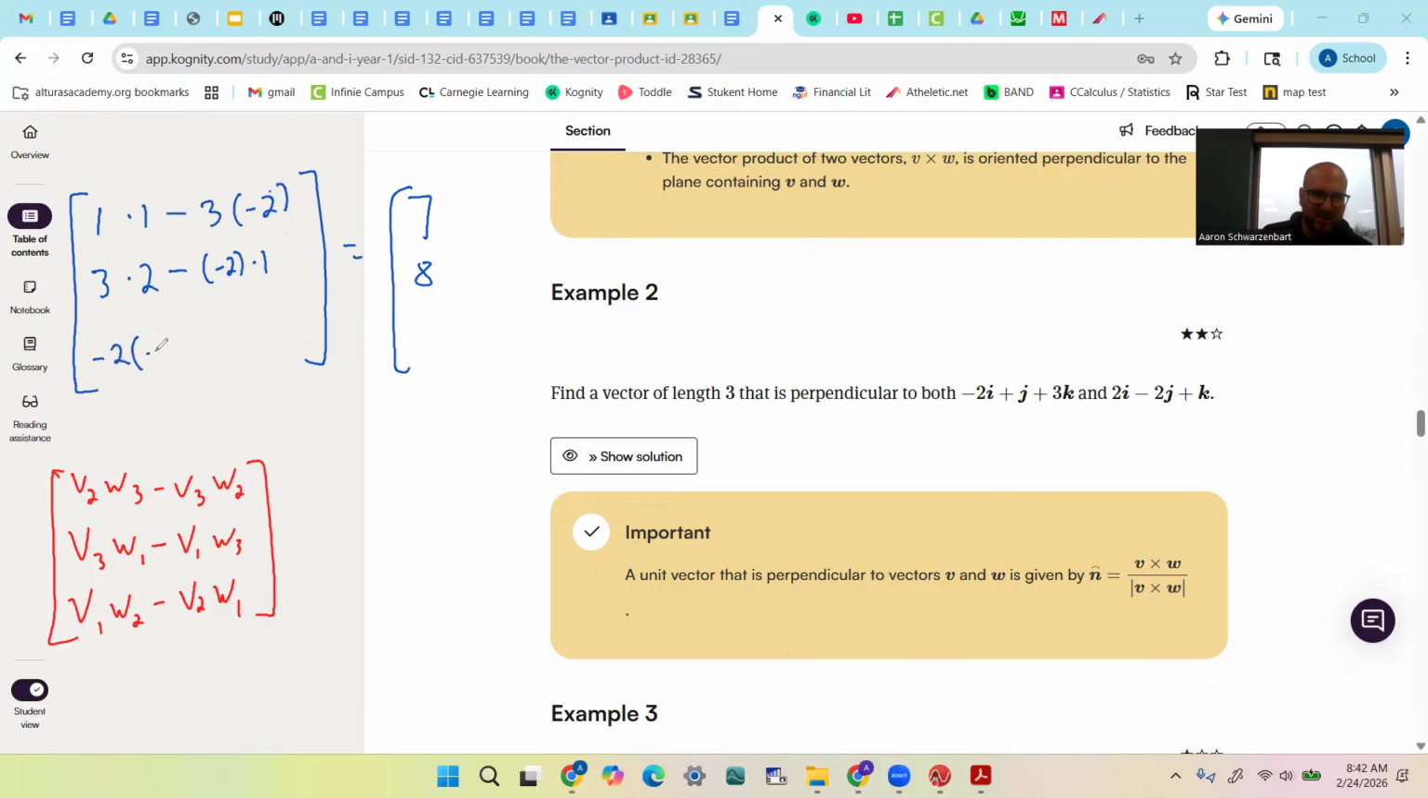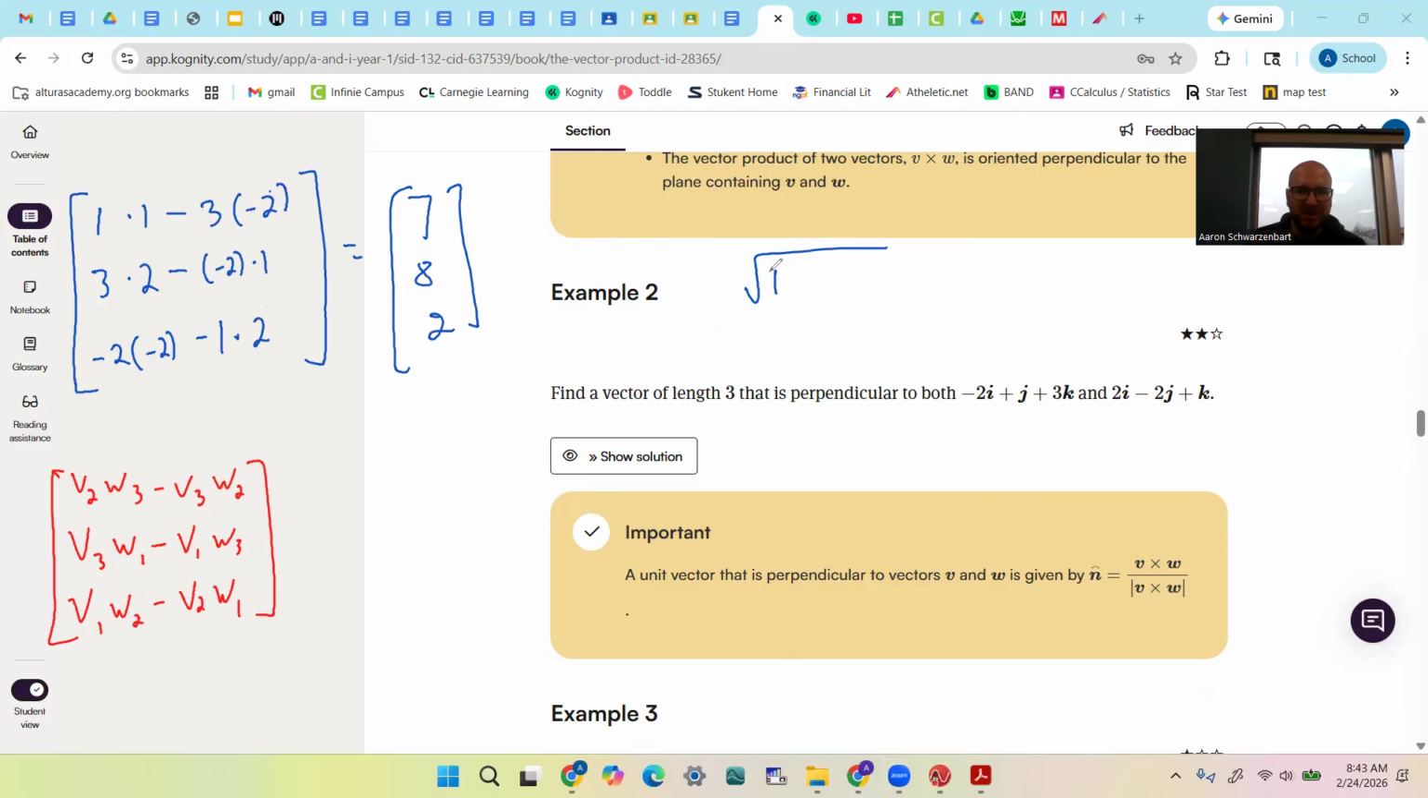V1 is -2, W2 is -2 minus V2 is 1, W1 is 2. Yeah, that's the same vector. It wants a vector of length 3. So we've got our cross product, but our cross product is way longer than 3. Multiply by 3. Yep.